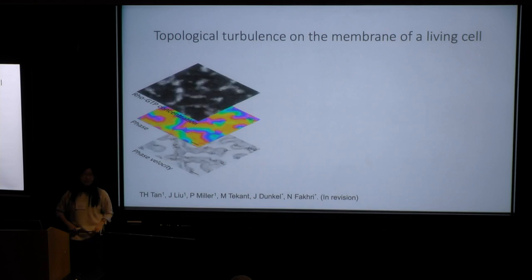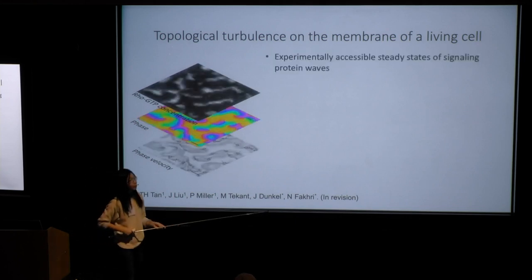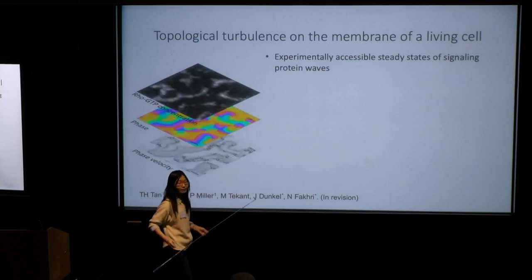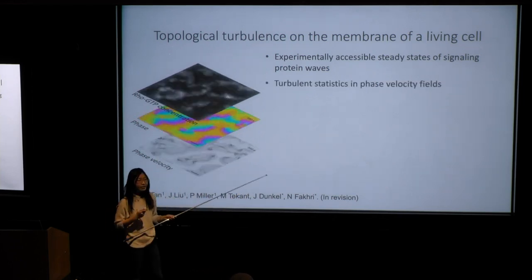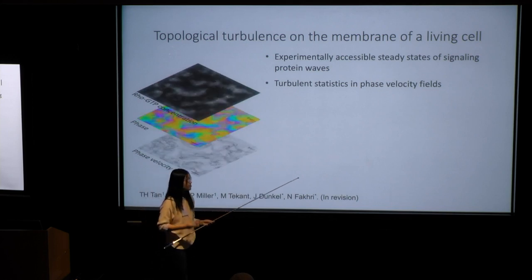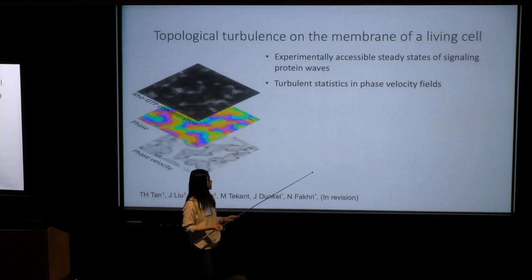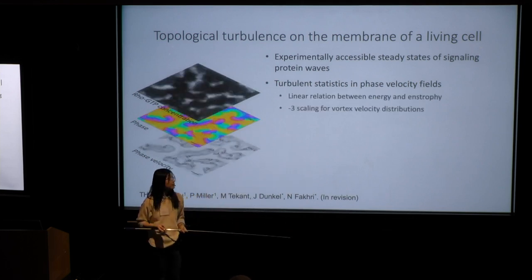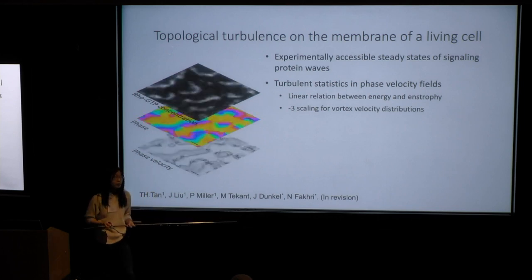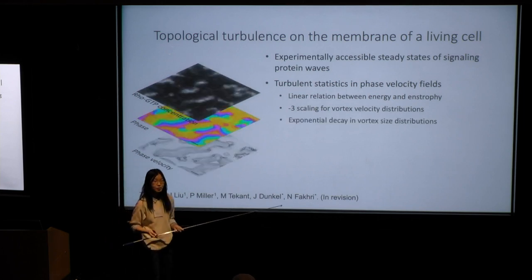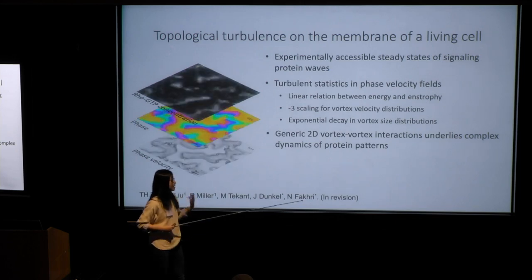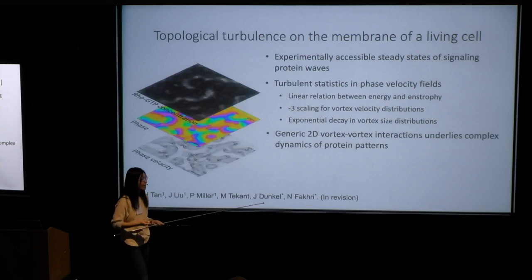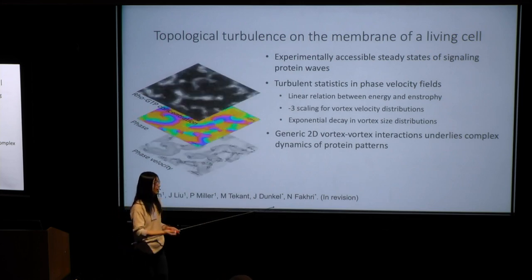So as a conclusion to the first part of the story, experimentally we have generated accessible non-equilibrium steady states of those signaling protein waves. By looking at their phase velocity field, we realize that they exhibit statistics reminiscent of two-dimensional turbulence, including a linear relation between energy and entropy, rescaling of the velocity distribution, and also exponential decay in the vortex size distribution. We realize, as a conclusion, that we can use generic two-dimensional vortex-vortex interaction underlying those protein patterns as an interpretation.